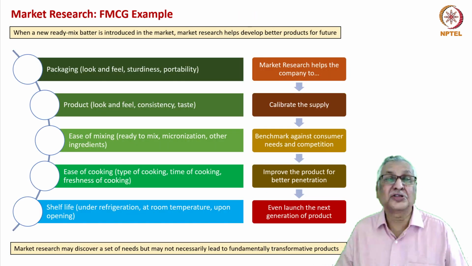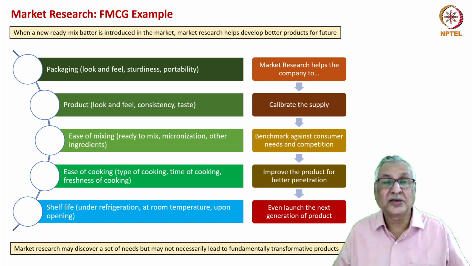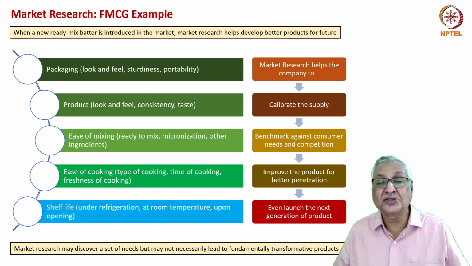Let's look at market research in terms of an FMCG example. When a new ready mix batter is introduced in the market, market research helps develop better products for the future. Packaging, the look and feel of the packet, the sturdiness and portability. The product itself, that is the batter, the look and feel, consistency, taste, and also any smell that comes from the product when it is opened from the package. Then the ease of mixing, ready to mix, micronization, other ingredients. Ease of cooking, time taken to cook, the type of cooking that is required, the freshness of cooking. Then the shelf life. Should it be kept under refrigeration, at room temperature, or any other way upon opening?